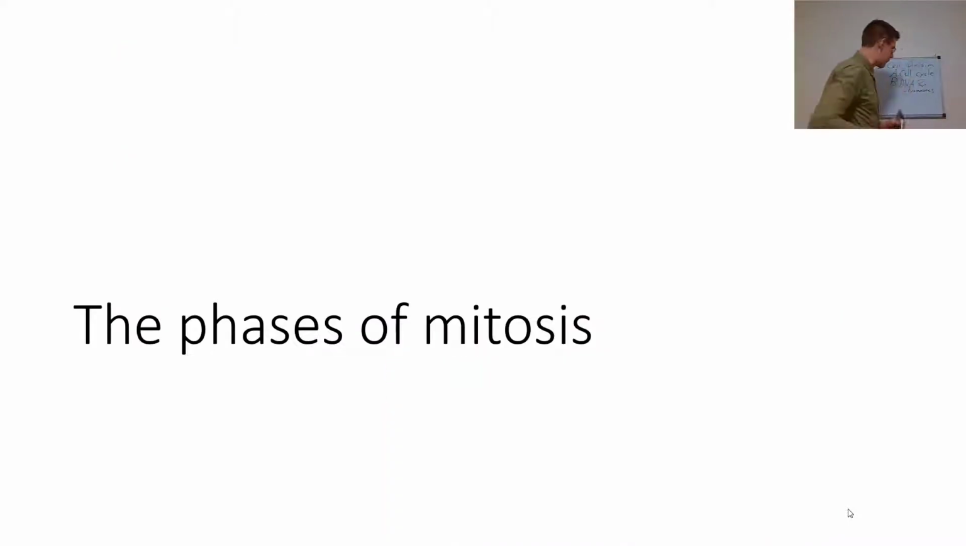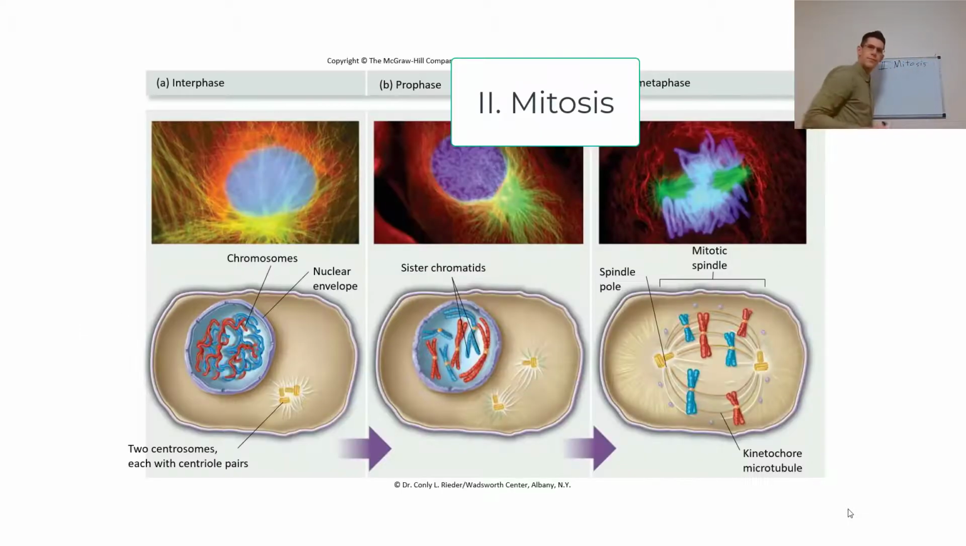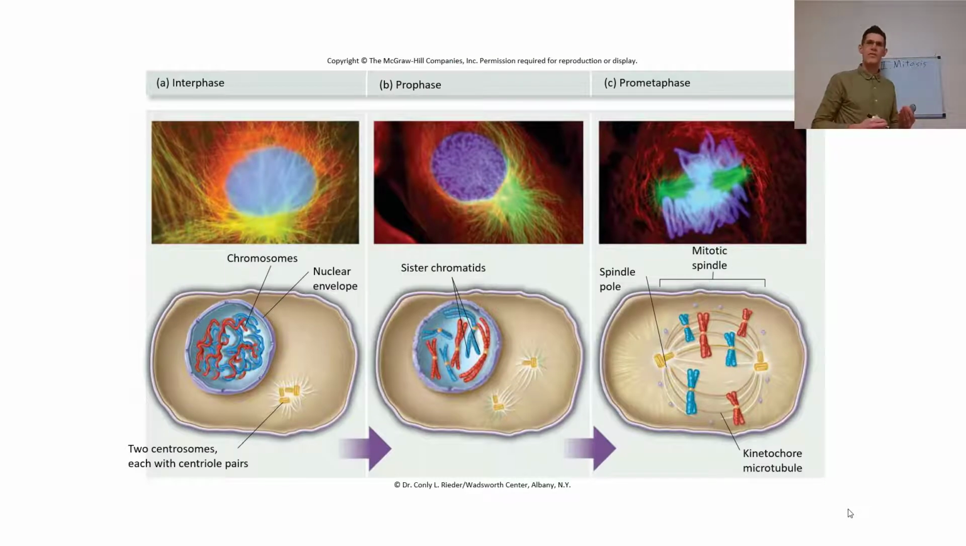Let's look at these phases of mitosis here first. So what we're going to do in mitosis is we're going to take those replicated chromosomes and we're going to put them in two new cells. Interphase is not a phase of mitosis so much as the time between mitotic events during which the cell is going to do metabolism, synthesize new DNA, and prepare itself for division.